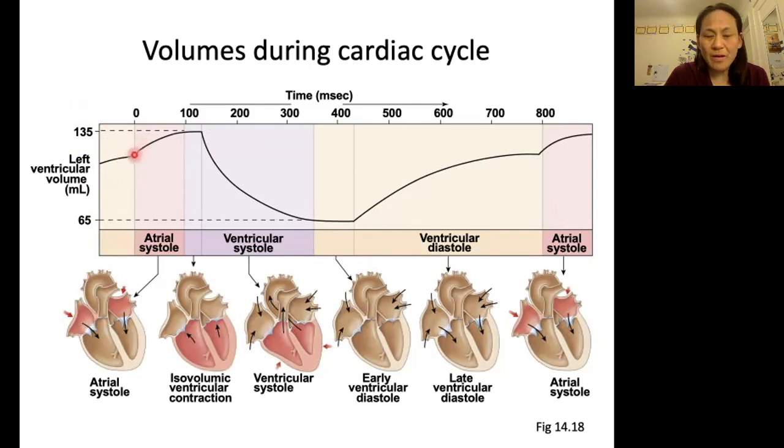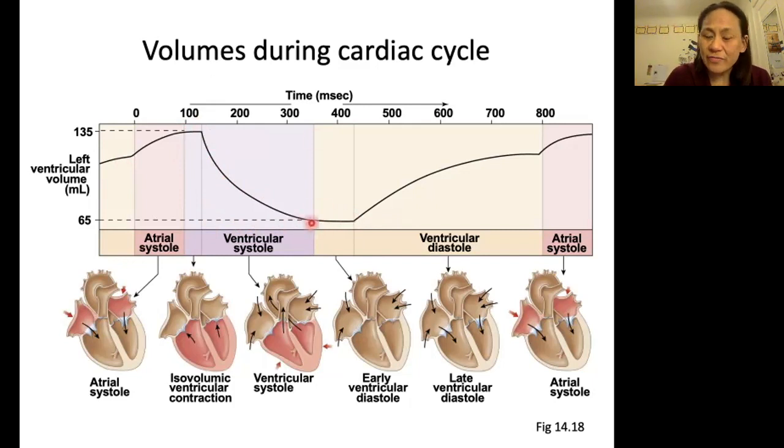When we contract our atria, the volume of blood in the ventricles is going to increase because we're pushing blood into the ventricles from the atria. Then we have a little moment here where the volume stays constant. That's isovolumic ventricular contraction. Once we start ventricular ejection, we can see that the volume goes down because we are getting rid of the blood from the ventricles. We're ejecting it from the ventricles, okay?